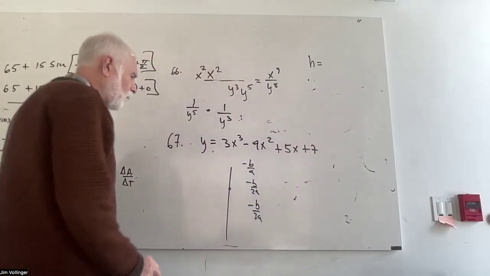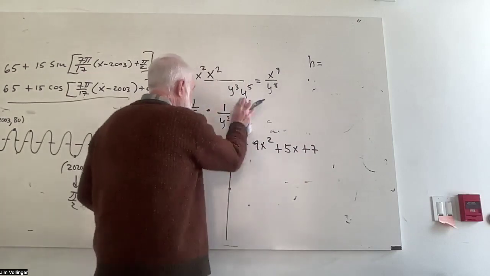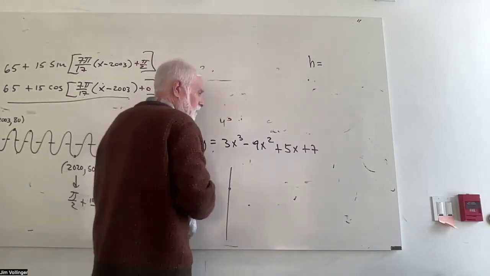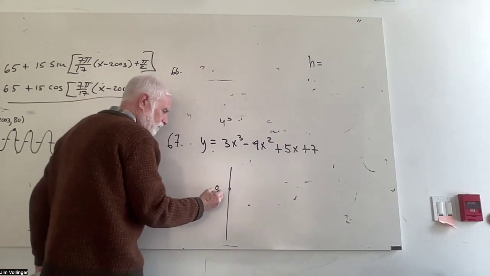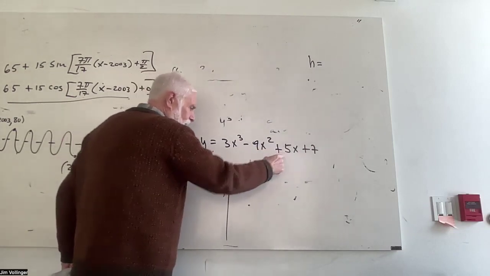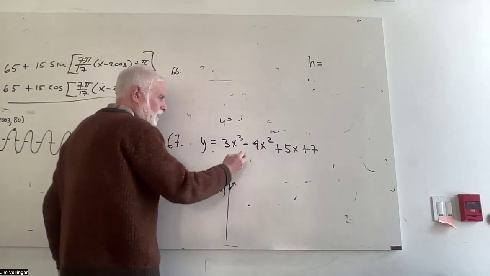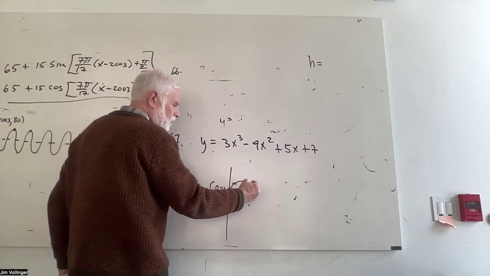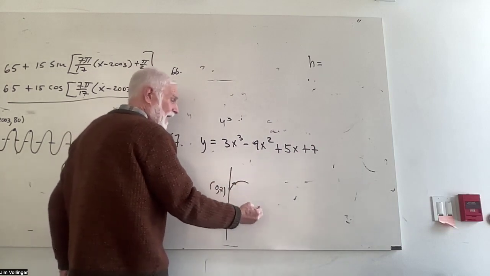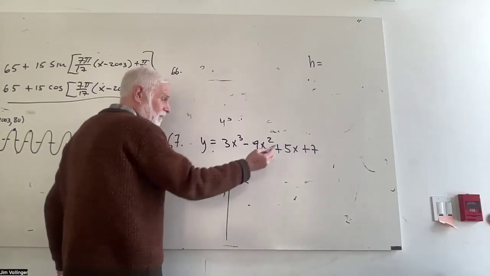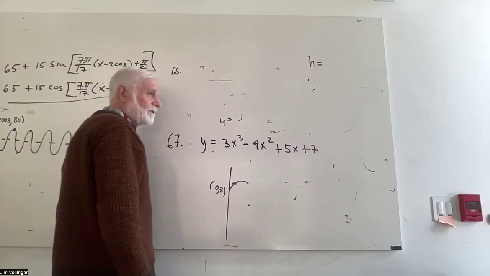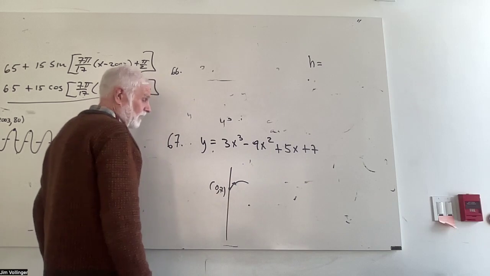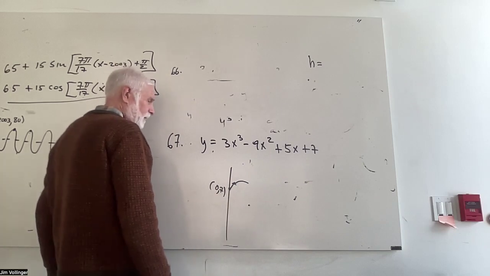Okay, so what do I know? Immediately, by just looking at this, I know I'm at 0, 7. I know I'm going up at 5 to 1. And then I know I'm bending downwards. The question is, how much? I'm not sure. Finding the point of inflection is going to tell me. That's going to be very helpful. Okay, and so let's find it.